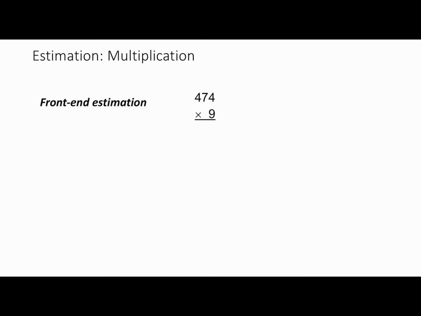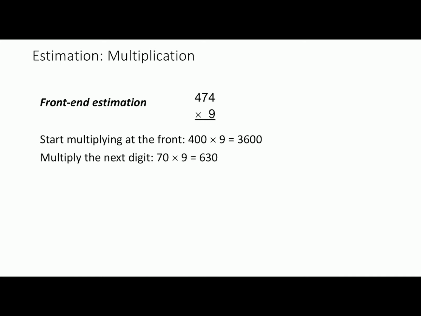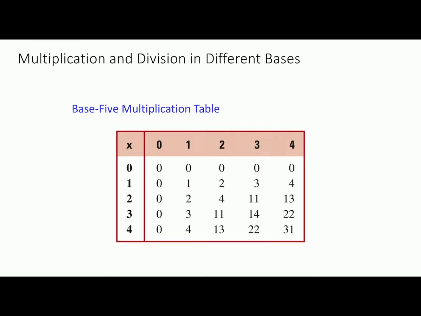All right, we also want kids to get comfortable with estimating. So if I want to estimate, one thing I could do is front end estimate. So here I'm going to start by multiplying at the front. So 9 times 400 is 3,600. Then the next digit, 70 times 9 is 630. And then I'm going to add those two together. So it's about 4,230. I sort of ignored the ones here. All right.